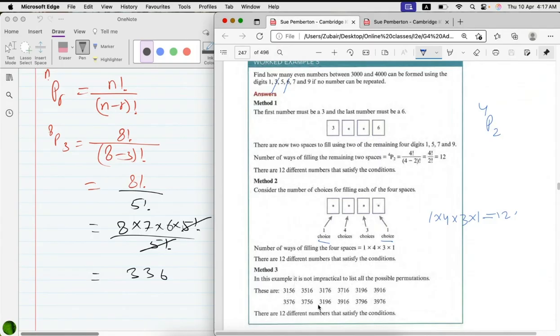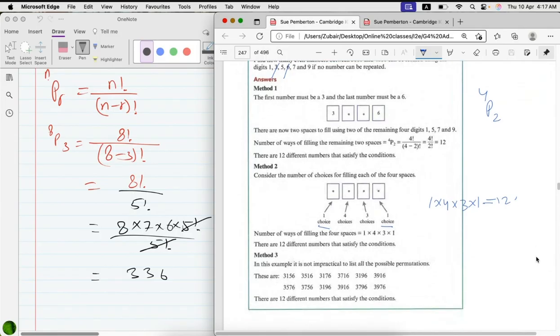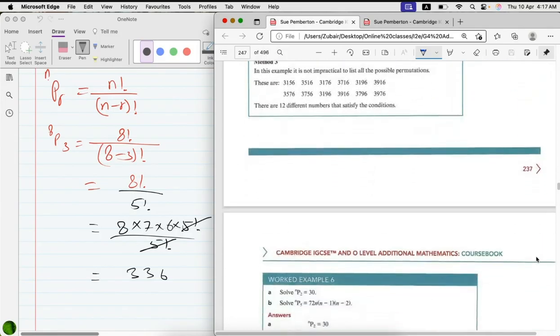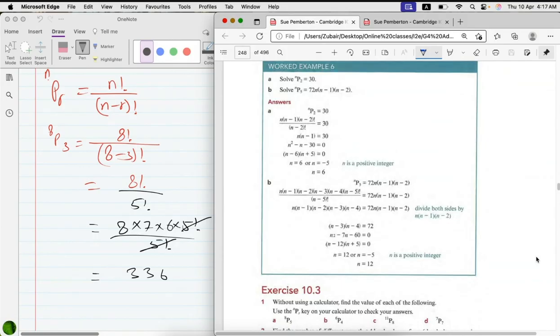Third method is we list out all the possibilities. And if in the thinking process you miss out even one, you lose all the marks because that is not correct. Method 1 and method 2 are always advisable.